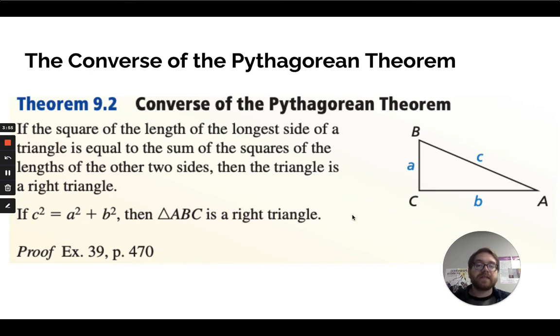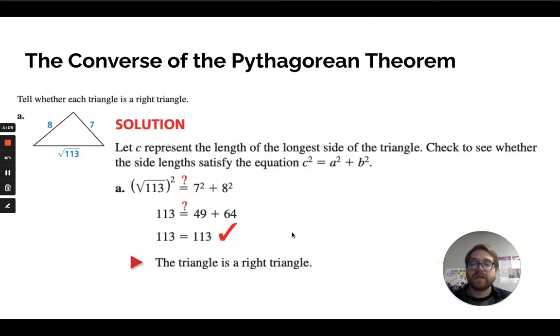So what that means is that if I have this triangle, and I'm not sure if it's a right triangle, I can check by seeing if this equation works with the side lengths, with the two legs squared individually added together equal to the square of the hypotenuse. So it would be something like this.